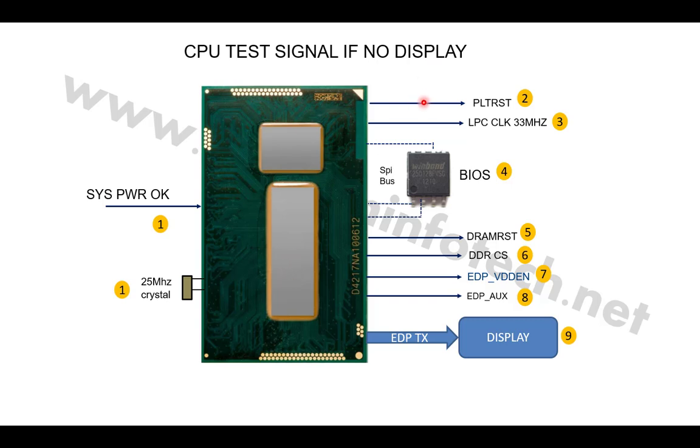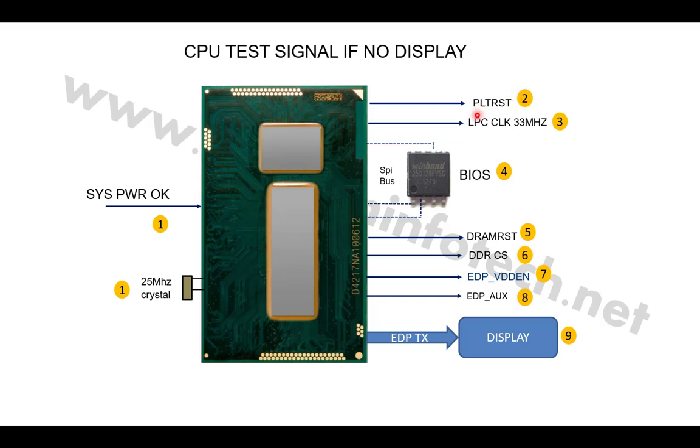But if this signal is coming, the next thing is a 25 megahertz crystal generating the 25 megahertz clock, and here the multiplier, the clock section on the CPU, generates different clock frequencies. One of the frequencies we can check on the SIO is called the LPC clock, and that LPC clock is 33 megahertz. We can check this signal with the help of an oscilloscope, and if this signal is coming, then our clock section is working. If this signal is not coming, then the clock section is not working. In that case again the CPU is bad.